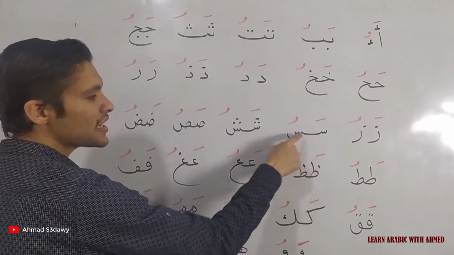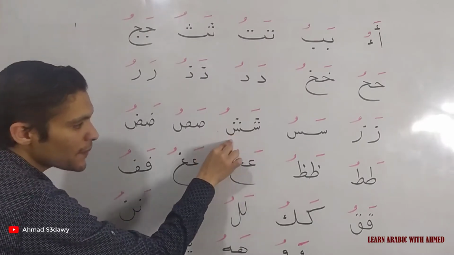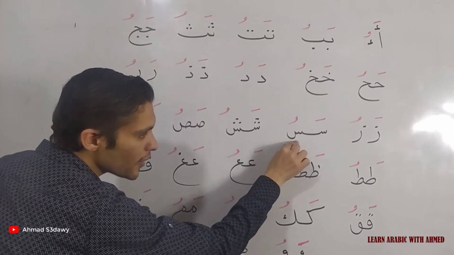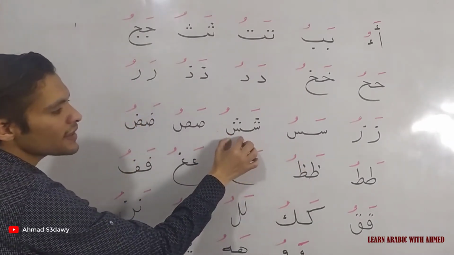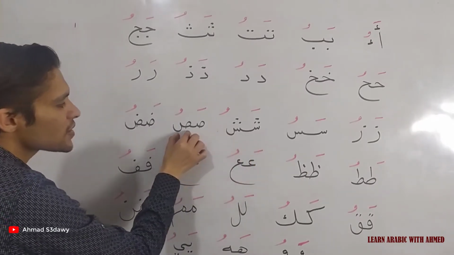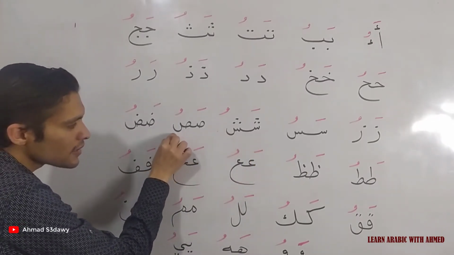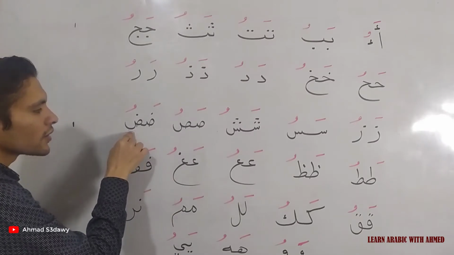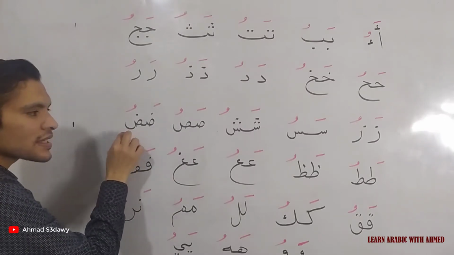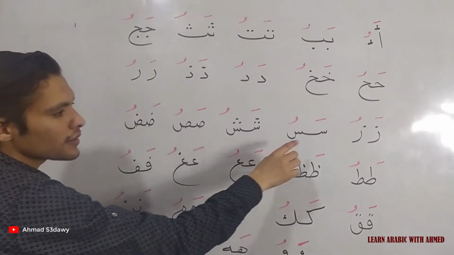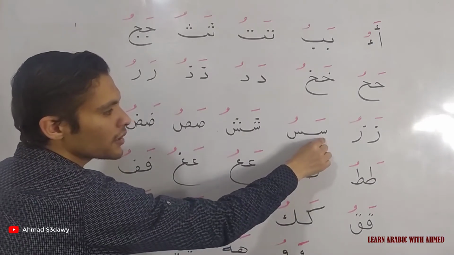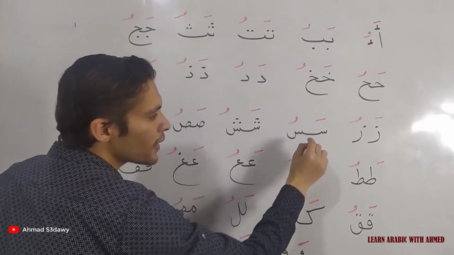Here, look at the sin and the sheen. I keep the tail like this because it's at the end. Look at the sad. I keep the tail like this because it's at the end. The dad, you keep the tail because it's at the end. But look at them, seen in the beginning.